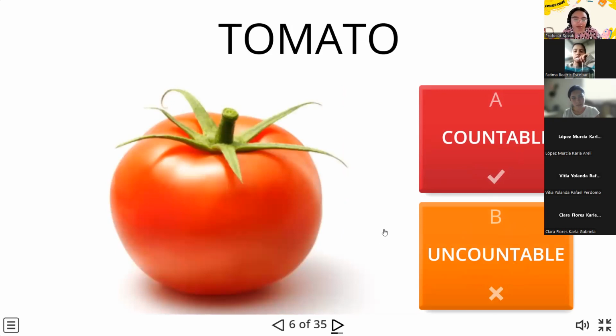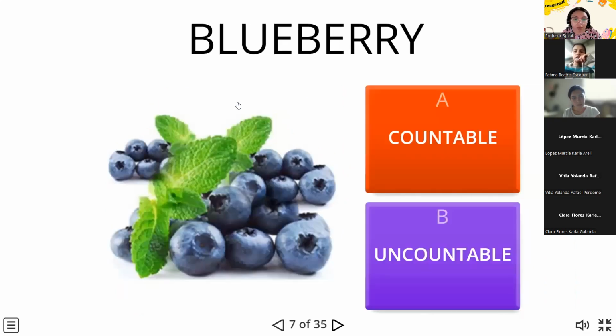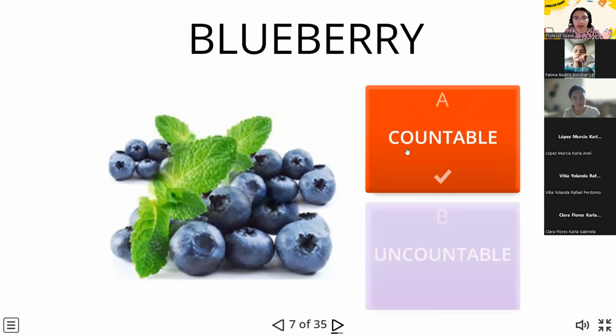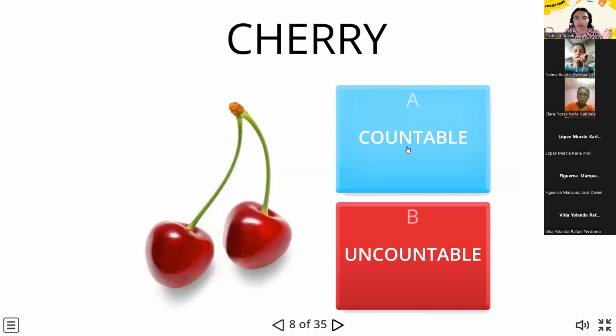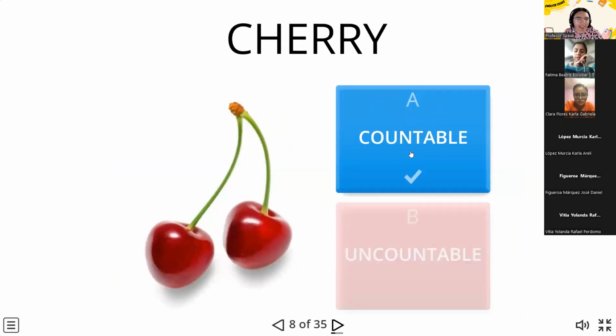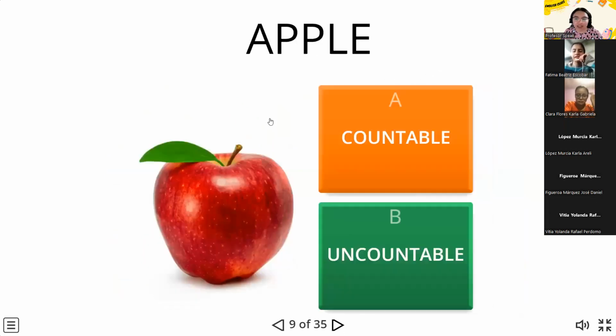Uncountable. Sorry, my bad. Blueberries. Countable. Very good. Now we have cherry. Countable. Do you like cherries, guys? Yes. They are very, very good. They are so delicious. Okay.